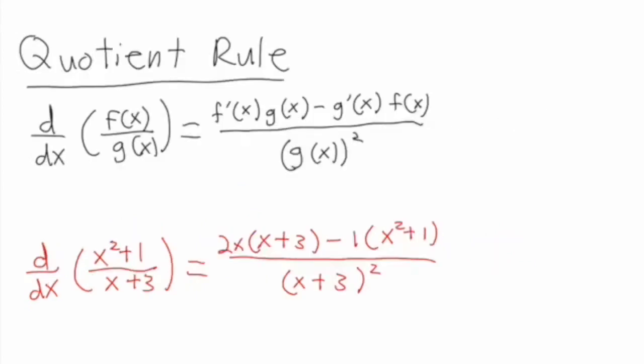Quotient rule is very similar, except you do derivative of the first times the second minus derivative of the second times the first divided by denominator squared. So I use the same polynomials as last time, so it's just 2x times x plus 3 minus 1 times x squared plus 1 divided by x plus 3 squared.